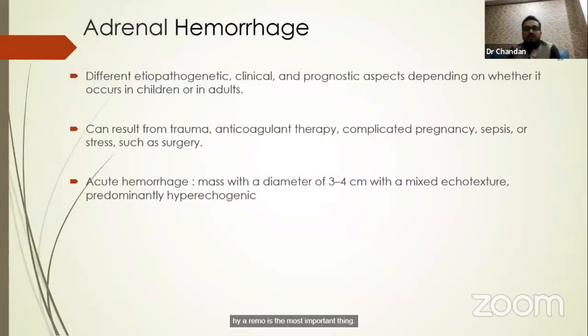Adrenal hemorrhage is an important entity, and it will be found in sepsis, patients on anticoagulant therapy, trauma, complicated pregnancy leading to a hypercoagulable state, and stress and prolonged surgery. Acute hemorrhage can produce a mass effect with a usual diameter of 3 to 4 centimeters, and may be larger in a large retroperitoneal hematoma in the case of trauma or uncorrected coagulopathy, with a mixed texture, predominantly hyperechoic.